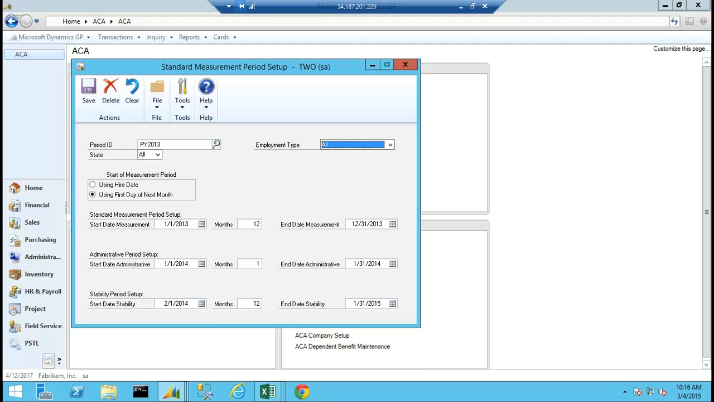So what happens is that they created what's known as a standard measurement period, or measurement periods. And in this case, in our system, you can create as many as you want. You can segment them by hourly or salaried, and you can actually have different ones by state. And you could start the measurement period using the hire date or using the first day of the next month.